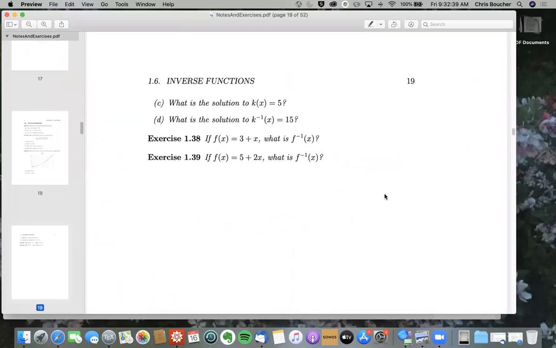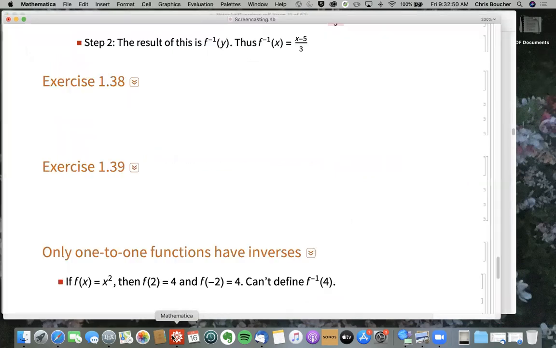Where's 1.38? Here we go. So these are both exercises in finding an inverse function, right? I'm given a function, and I want to find the inverse. Let's start with this one: f of x equals 3 plus x.